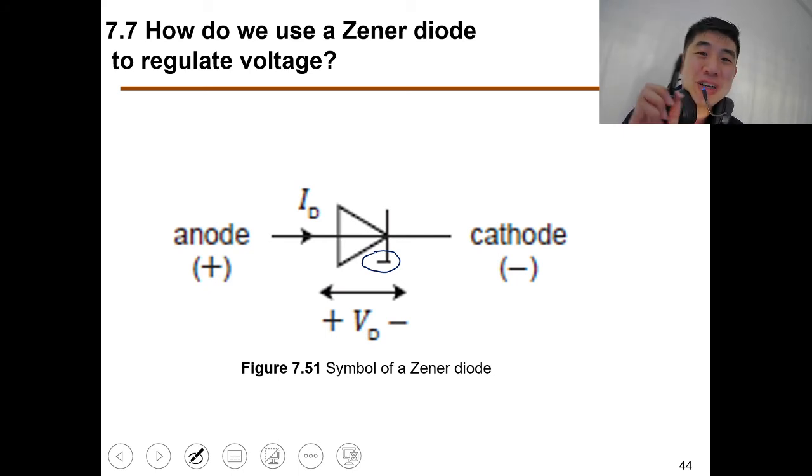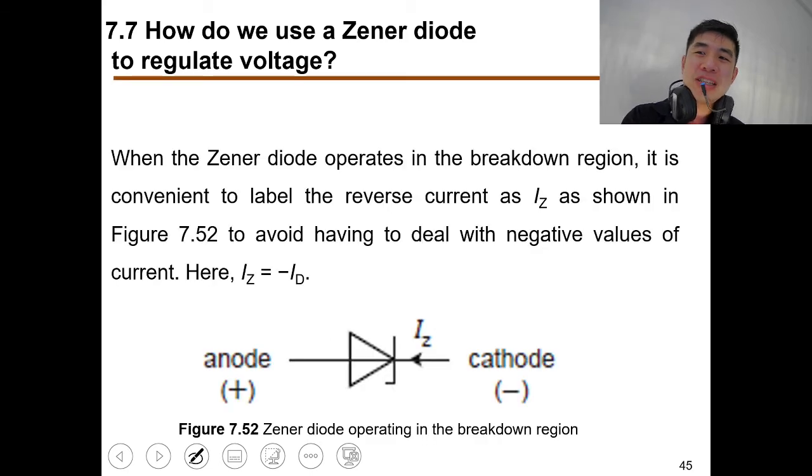Then you must know it works in reverse bias. Now, this is IZ. IZ, you see, is in the reverse bias. Remember, here IZ equals minus ID. But normally we use IZ. We ignore the minus sign because we expect that it should be working in the reverse bias region.